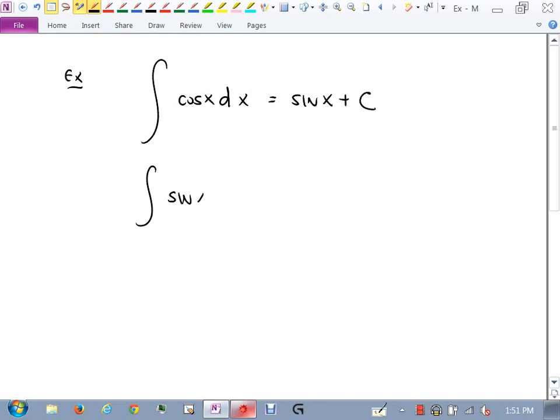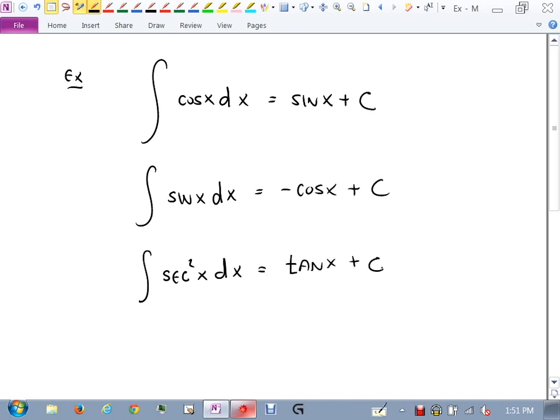Antiderivative of sine x is negative cosine x, because you have to account for the fact that the derivative of cosine of x is negative sine x. So you put a negative in front to make that negative become positive. Yes? There are a lot of these that we can do, and a lot we can't do. Could you do the antiderivative of secant squared x? What do you take the derivative of to get secant squared? Tangent. Right?